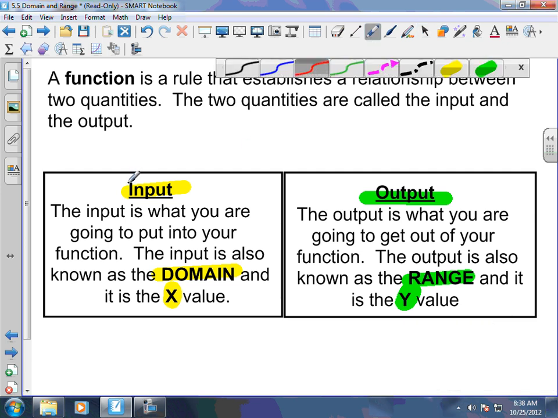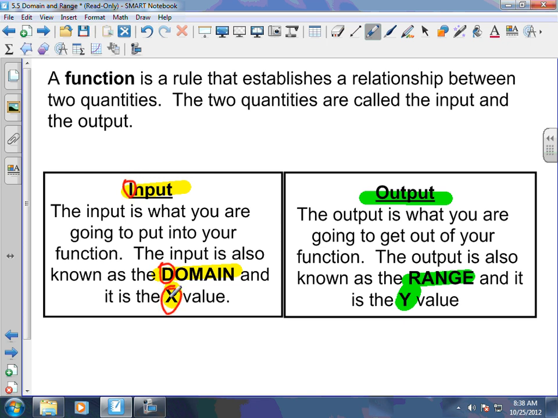So when you hear input, it's the same as domain, it's the same as x. Input, domain, x, all the same thing. Dog, pooch, puppy, bark, bark, all the same thing. Output, range, y, all the same thing. Kitty, kitten, cat, meow, meow, all the same thing.